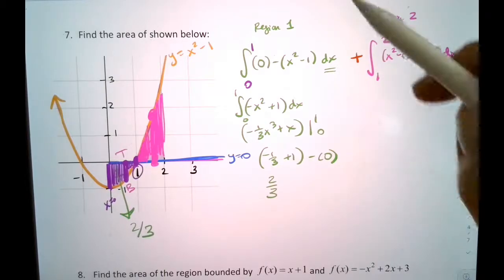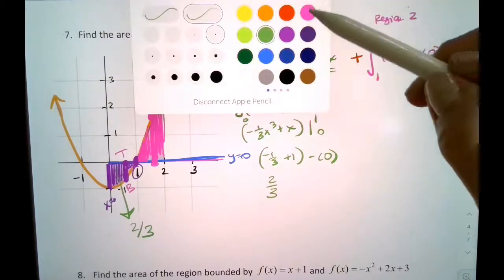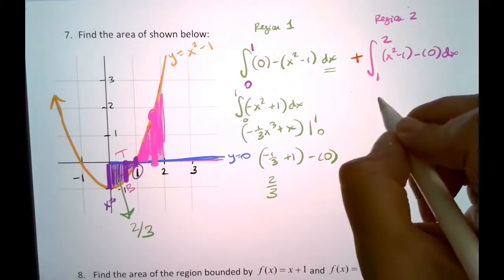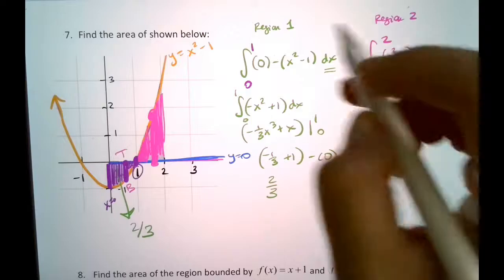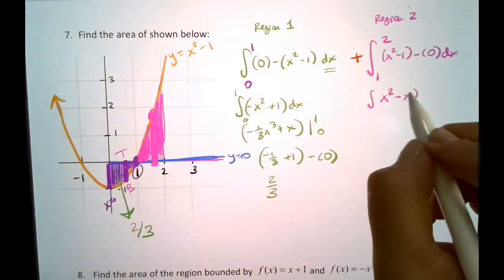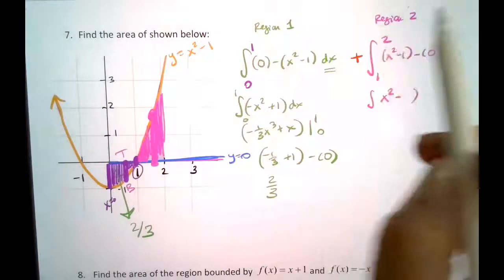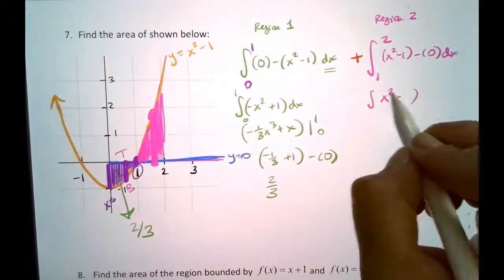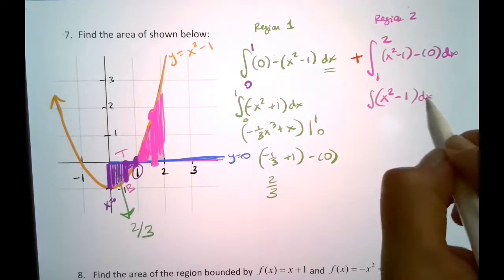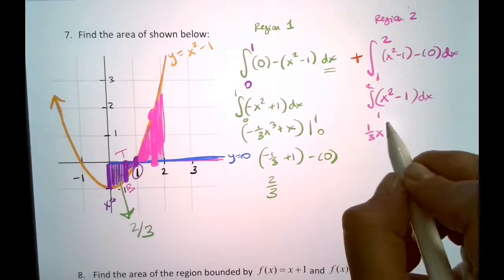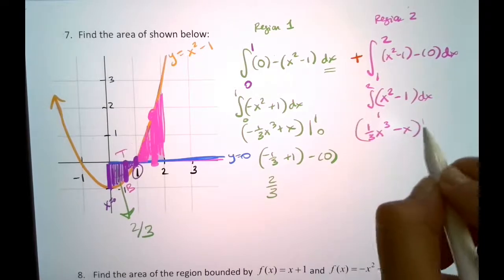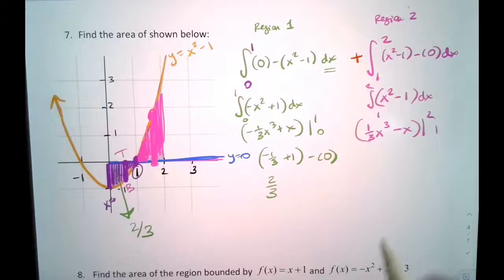Now, if I want to do region 2, which I have highlighted in pink, you see it's a very similar antiderivative, but see how they switched the signs. So same antiderivative, but positive 1/3 x to the third minus x. I'm going to plug in 2 and 1.